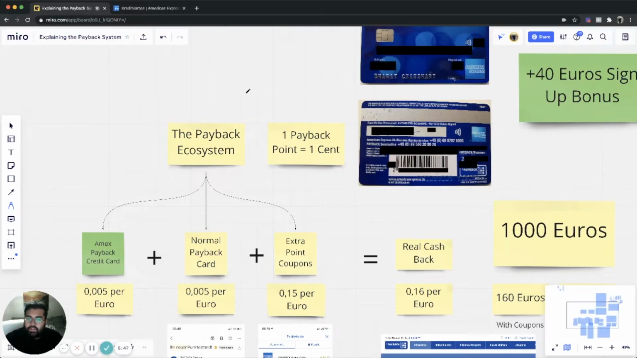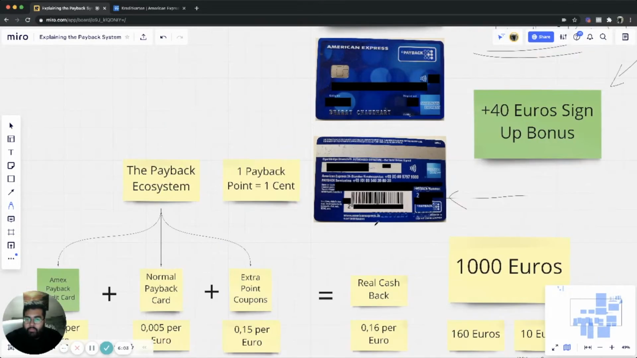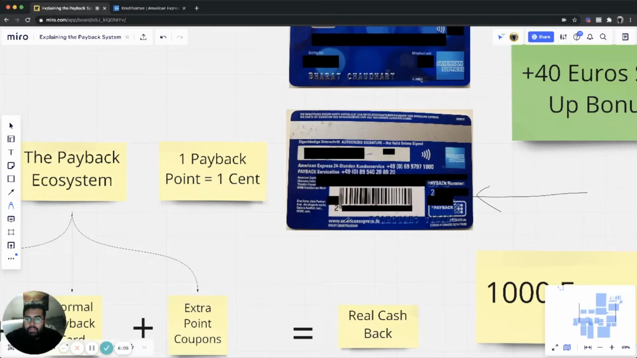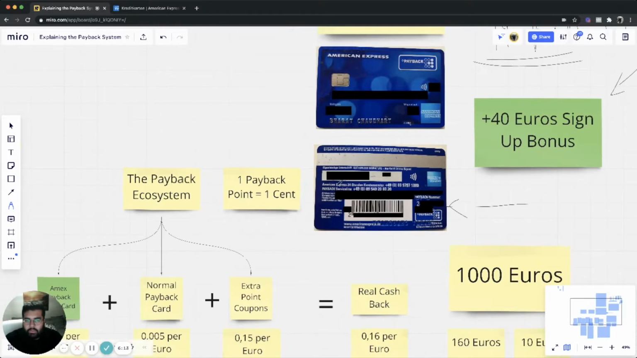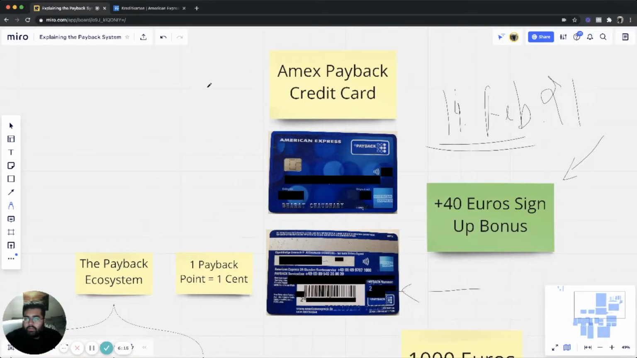Then you're getting an additional 0.5 cents for using the collecting card or the code, which is here in the back of the card. Then afterwards, you will get any kind of coupons and stuff which will add to the cashback. Now, when you apply for the credit card, you will already get a payback number assigned to your particular email address, with which you can also log in, register in the payback portal and do other things, right? So this is not so complicated. Let's go to the application process now.